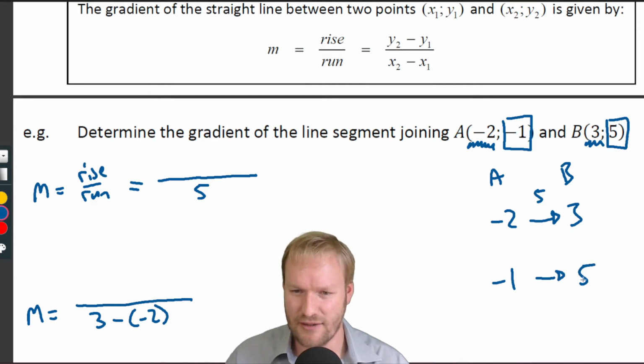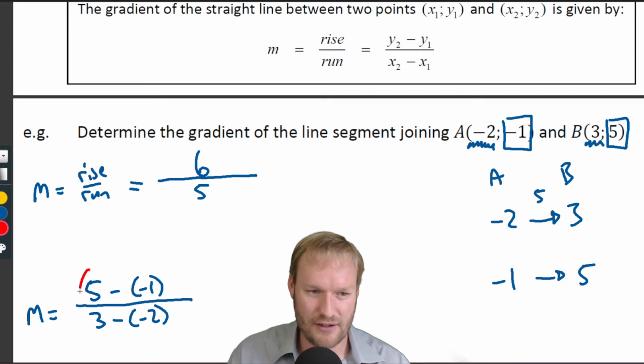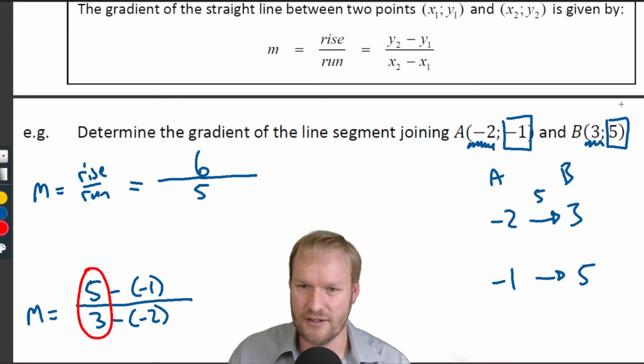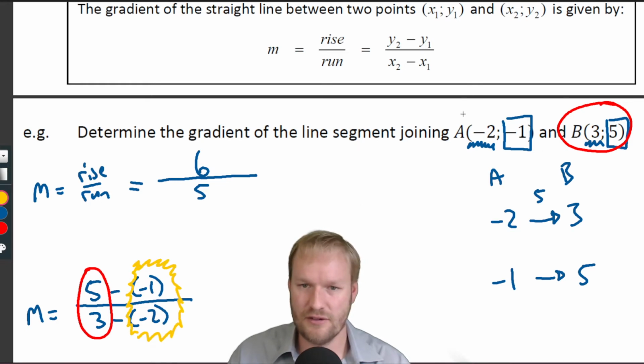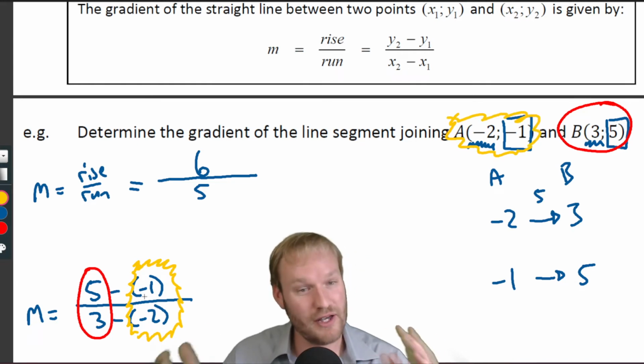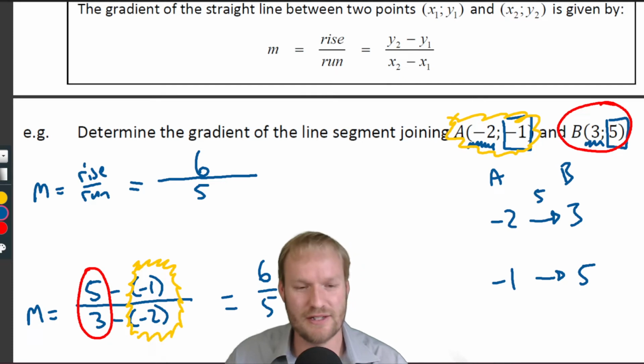Well, we're rising, I can see, by 6. But if you wanted to do it using the formula, you might go, well, the one y value minus the other y value. Now notice that this is b, and this part over here is going to be a. So I've been consistent in going b minus a. You could have gone a minus b, and that still would have worked. And if we put that into the calculator or worked it out, notice that we still get 6/5.